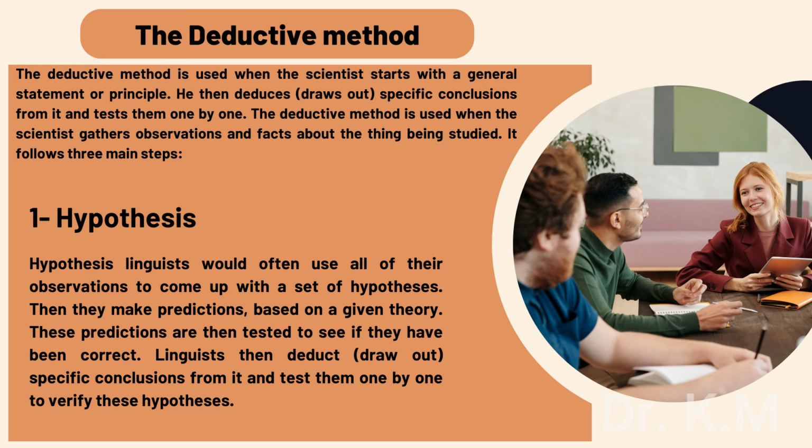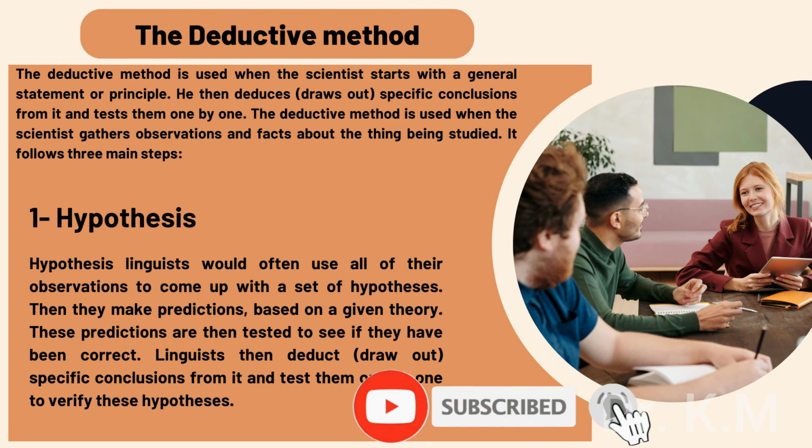The deductive method is used when the scientist gathers observations and facts about the thing being studied. It follows three main steps. 1. Hypothesis. Linguists would often use all of their observations to come up with a set of hypotheses.